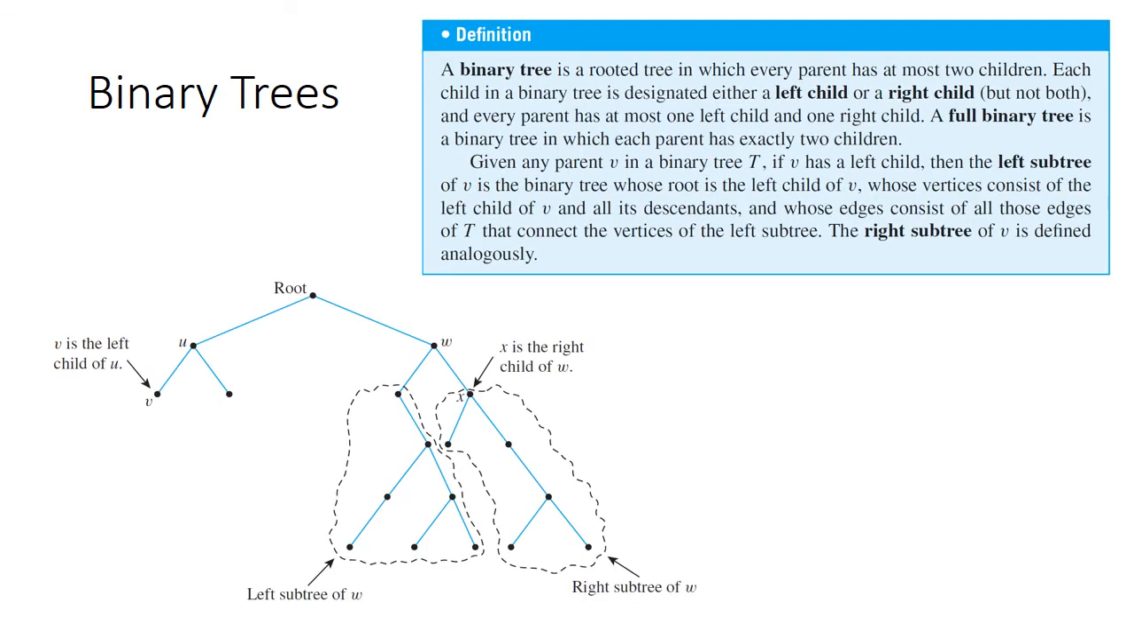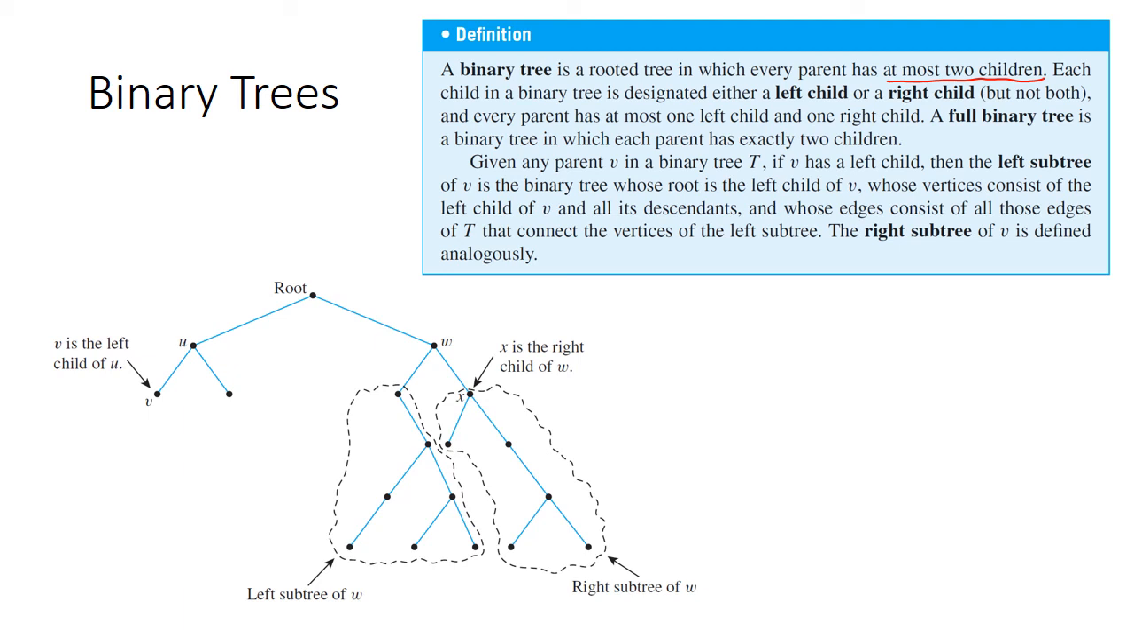All right, now let's talk about binary trees. Again, this is an important concept for applications in computer science. Many datasets are stored as binary trees. A binary tree is a rooted tree in which every parent has at most 2 children. That's the important part right there, at most 2 children. Each child in a binary tree is designated either a left child or a right child, but not both. And every parent has at most 1 left child and 1 right child. A full binary tree is one in which each parent has exactly 2 children.